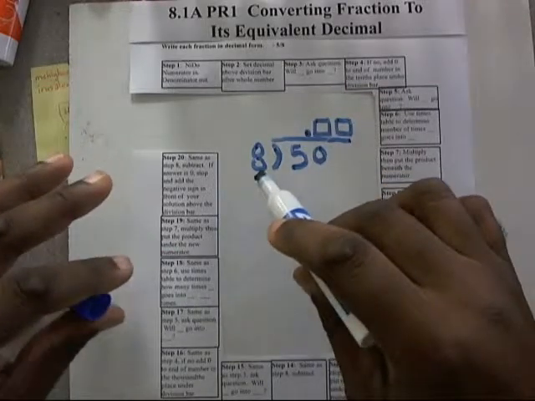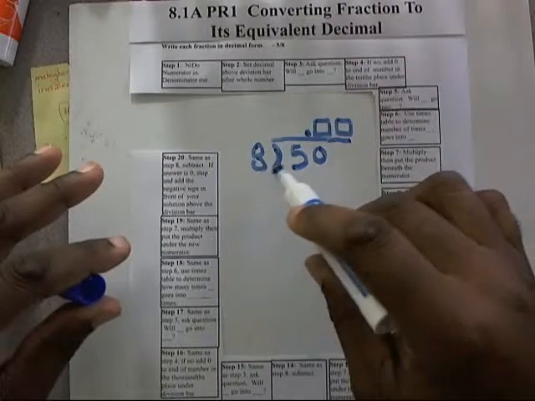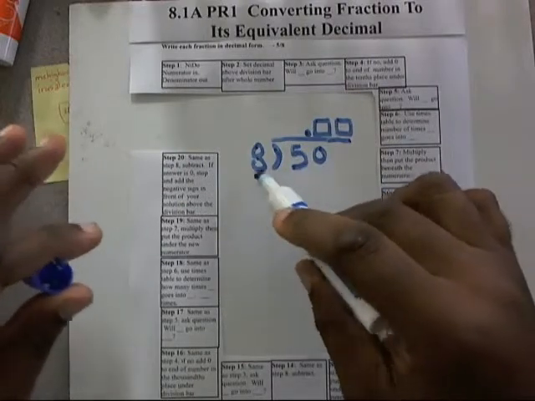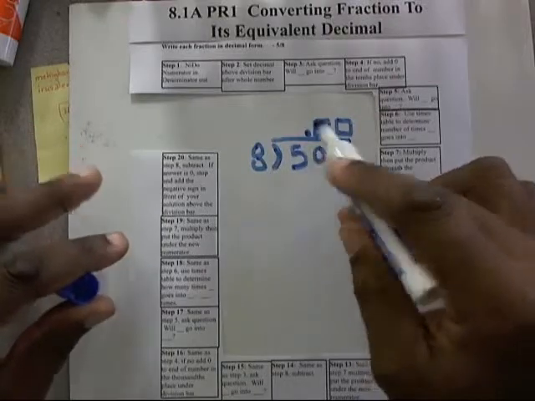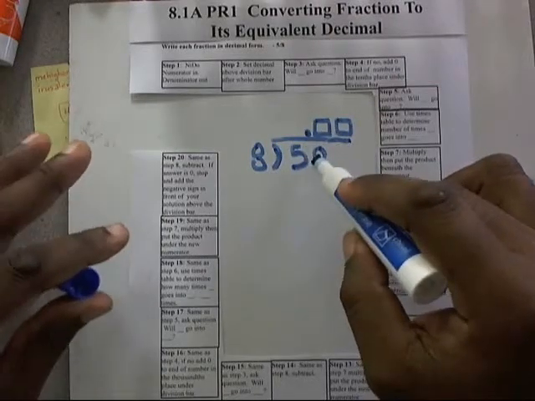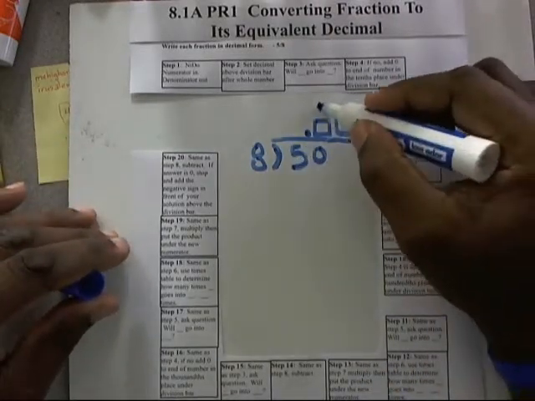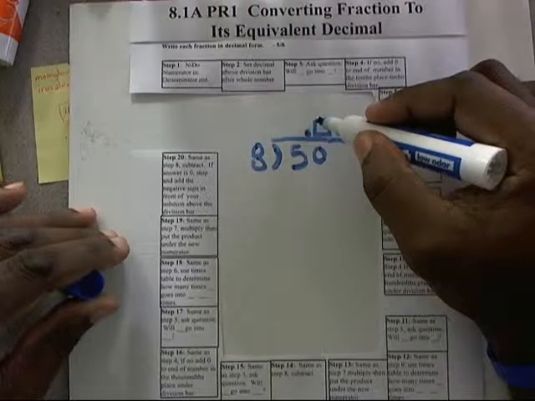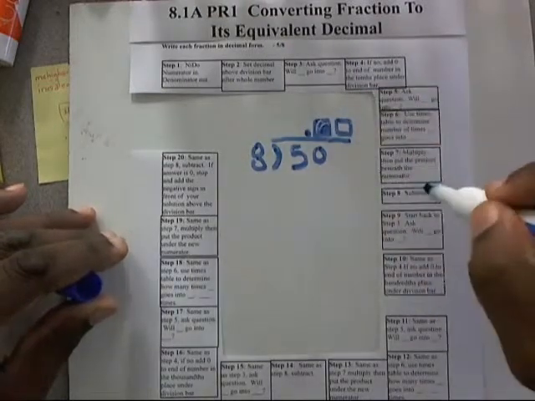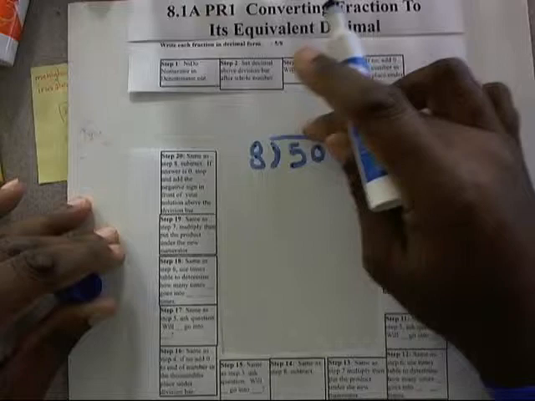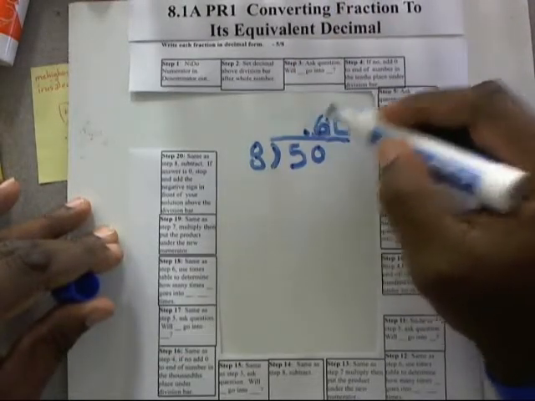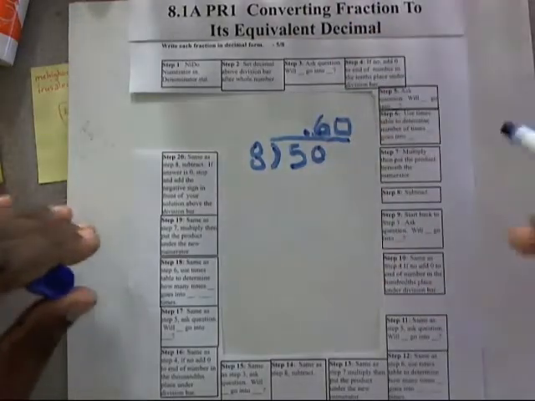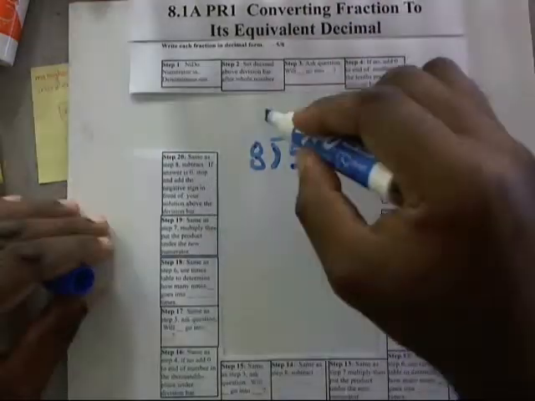So we're going to use the times table to see how many times 8 will go into 50. We know 8 times 6 equals 48, which will go into 50. So in this box, it's going to be a 6. Now you might not be able to see that. So it's going to be a 6.